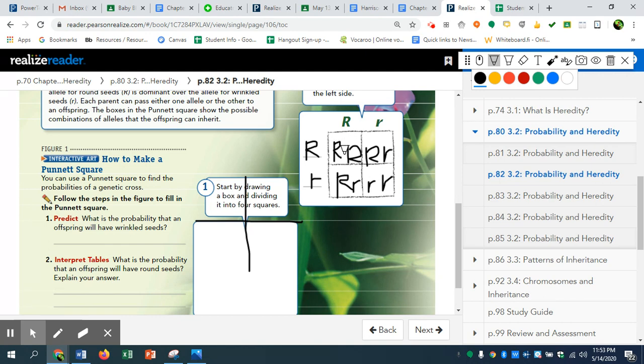So when you look at this box, it's the probability for every individual. It's not like if they have 4 offspring, you're going to have one of each. This is a probability for every individual, this percent chance. Okay, so now the probability that these parents will have a purebred, capital R, capital R. How many boxes has a capital R, capital R?